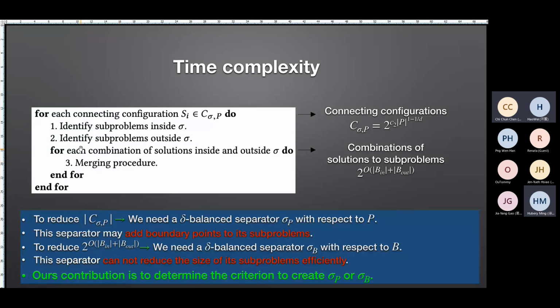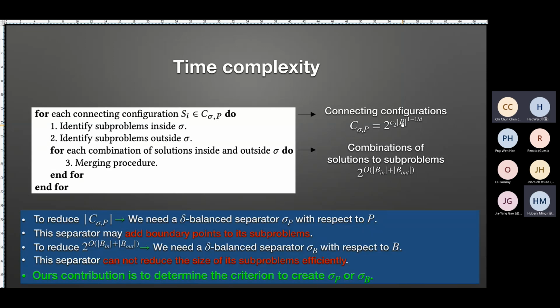And actually, the time complexity of the divide and conquer algorithm is dominated by these two for loops. The first for loop is related to the number of points, and the second for loop is dominated by the number of boundary points. If we would like to reduce the time step of the first for loop, we would like to reduce the points of the subproblem efficiently.